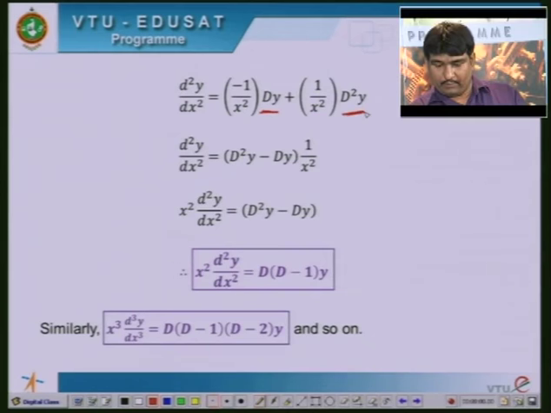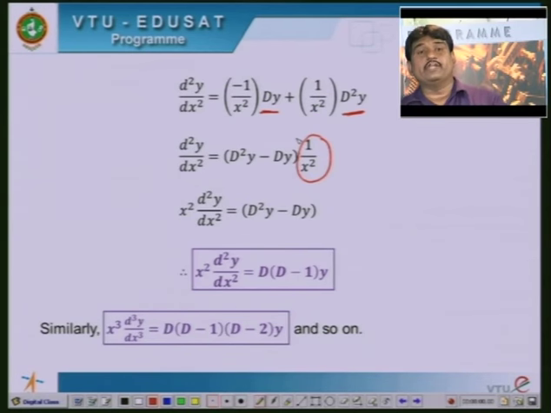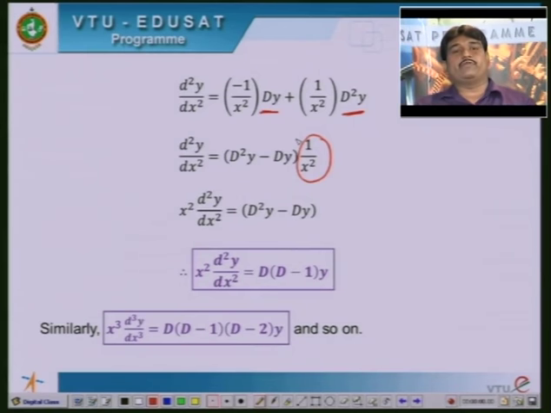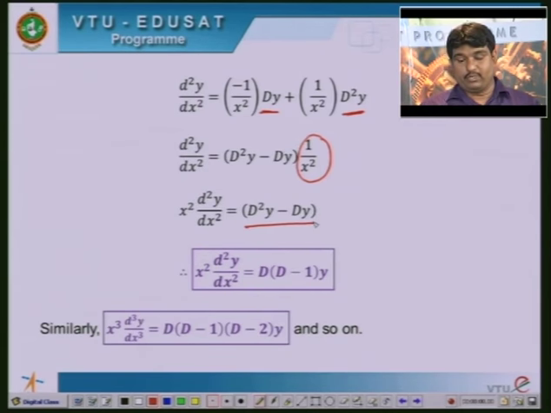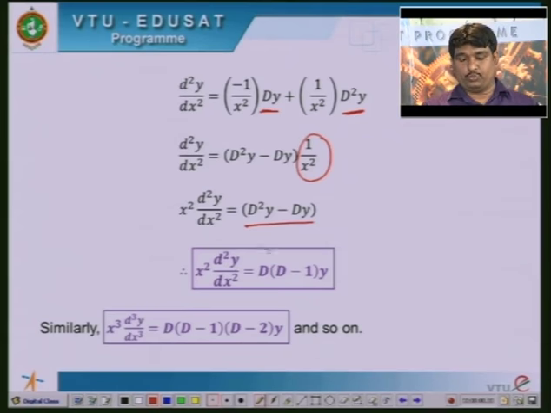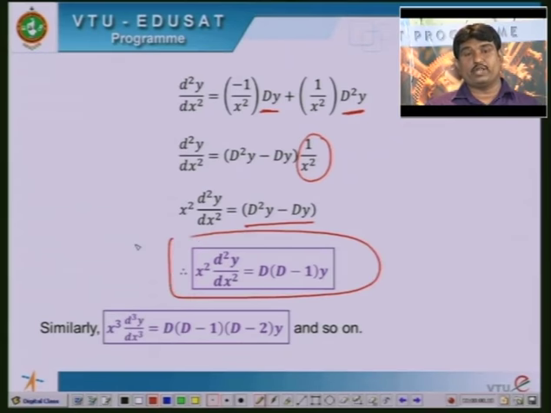D square y, I will cross, okay, I will take 1 by x square common, it becomes d square y minus dy into 1 by x square. Cross multiply x square, so it is x square into d square y by dx square equals d square y minus dy. So finally, x square into d square y by dx square equals d into d minus 1 into y.